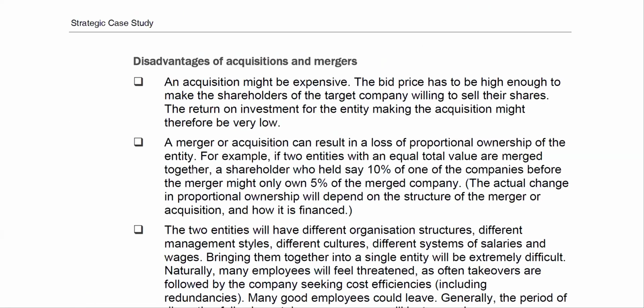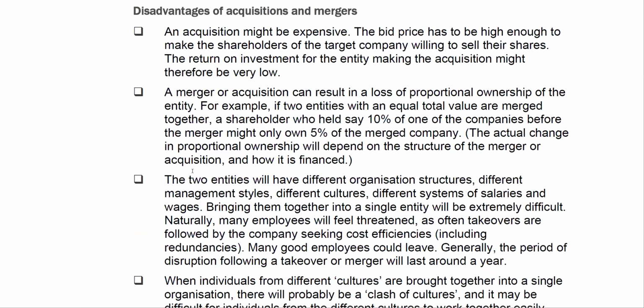So what are the disadvantages of acquisitions and mergers? An acquisition might be expensive as well, right? The bid price has to be high enough to make the shareholders of the target company willing to sell their shares. You must give them something better, right? So the return on investment for the entity making the acquisition might therefore be very low, which is a disadvantage because it's expensive too. A merger or acquisition can result in a loss of proportional ownership of the entity.